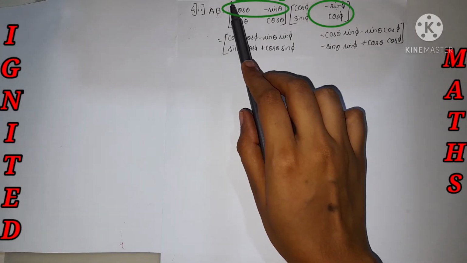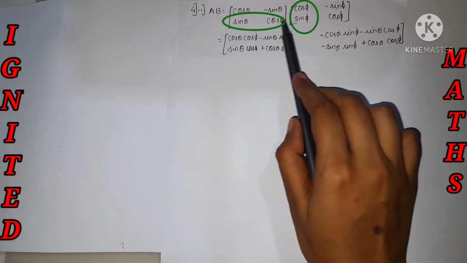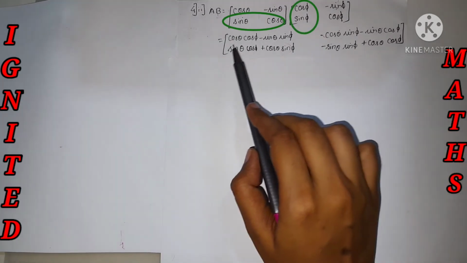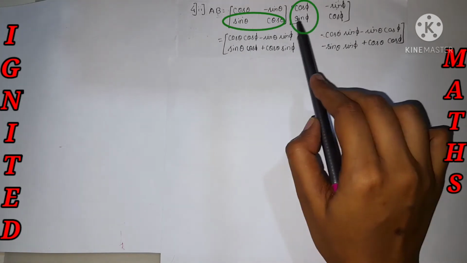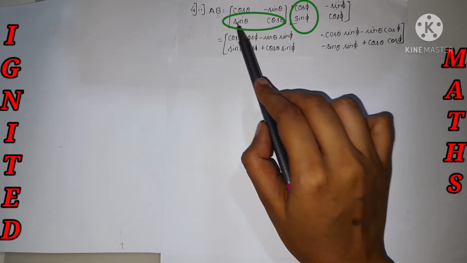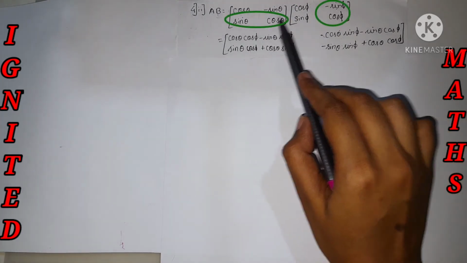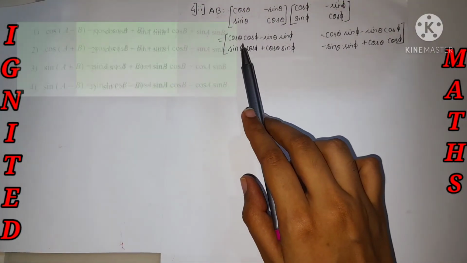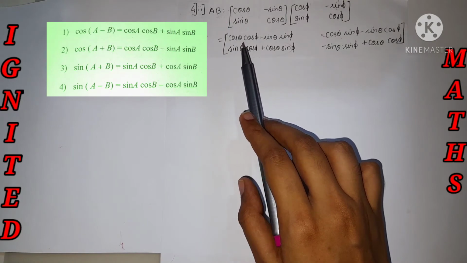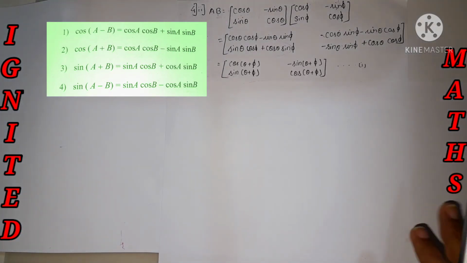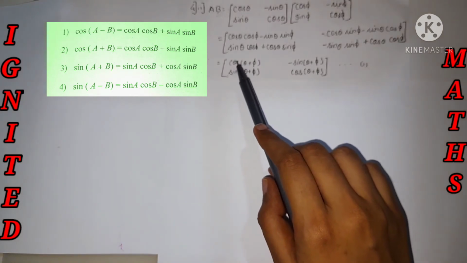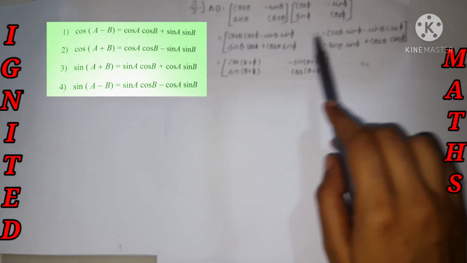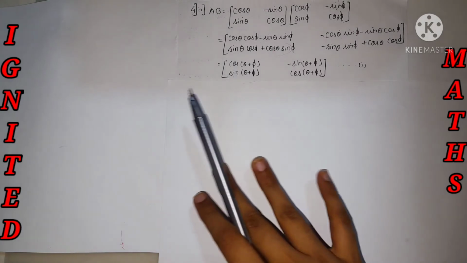Now the A21 element: the second row of the first matrix is multiplied by the first column of the second matrix. That is sin theta into cos phi plus cos theta into sin phi. Then sin theta into minus sin phi plus cos theta into cos phi. We have completed the matrix multiplication. If we observe here, it is completely based on the compound angles of trigonometric functions. That is one of the trigonometric formulas: cos of theta plus phi, and minus sin of theta plus phi. These are the trigonometric formulas.